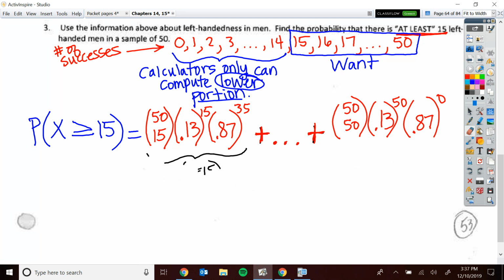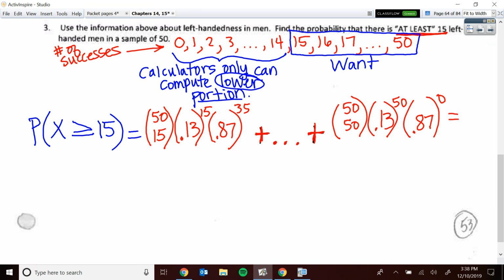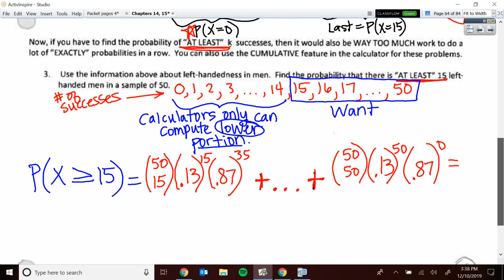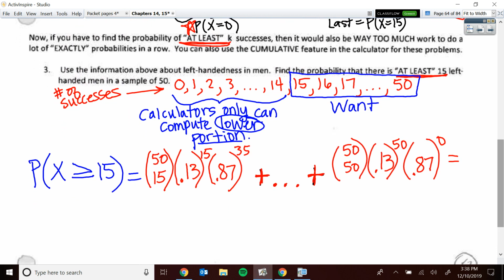Okay, I was just going to erase the part that you don't need. All right, so there is the work that gets shown. Now we're going to go ahead and compute our answer. So let's discuss this. The calculator, remember this discussion right here. The calculator can only compute this amount here. Okay, so let's get that.